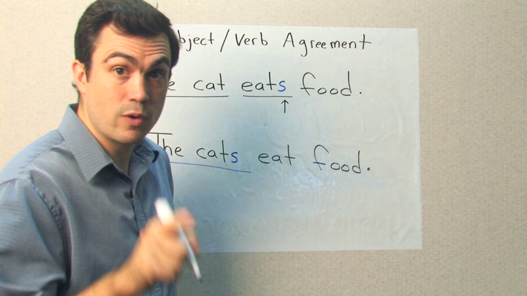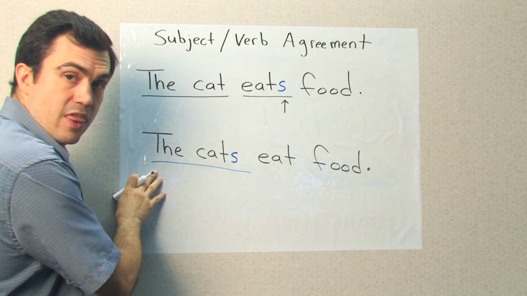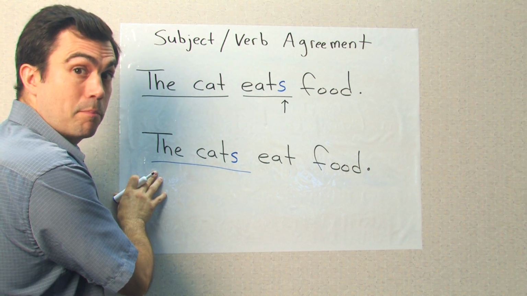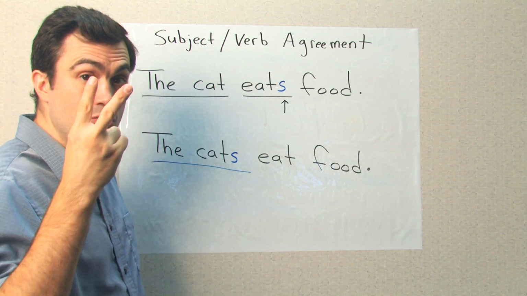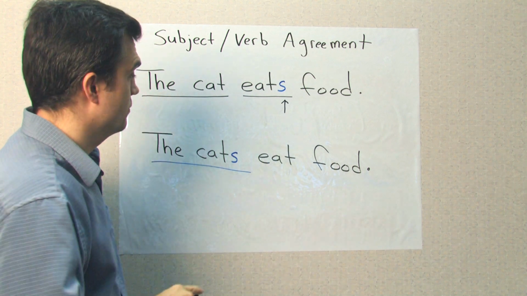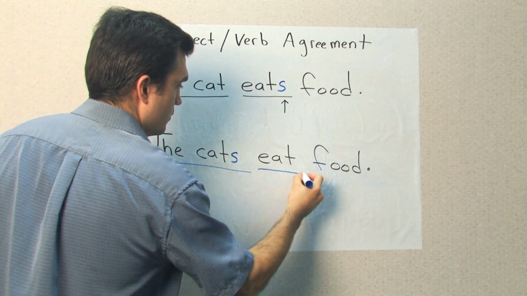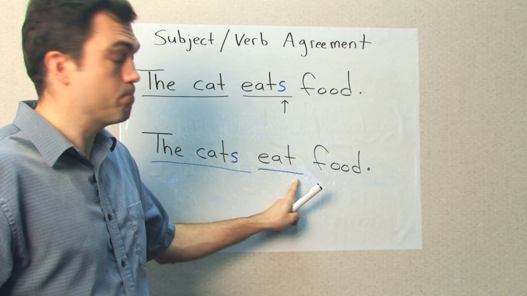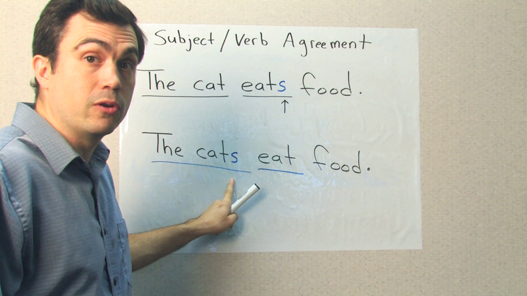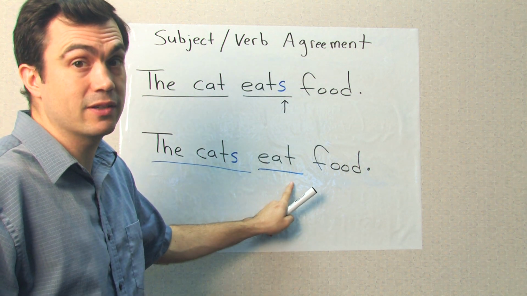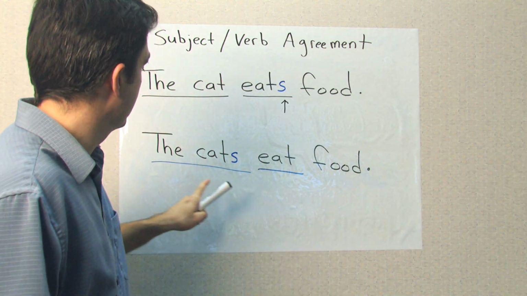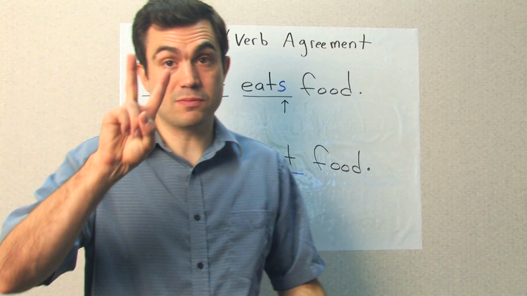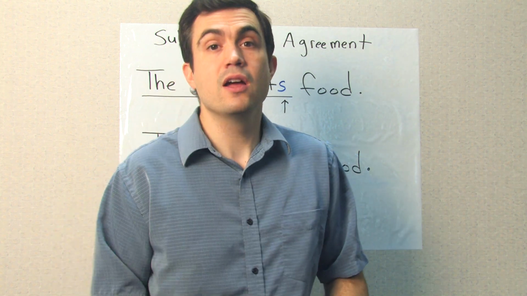The cats with an S. The cats, singular or plural? This is plural. The cats. Two or more. 3, 4, 5. Eat. No S. Okay? This is plural, so no S or ES here, or IES. The cats eat. Okay? The cats, plural, eat, plural.